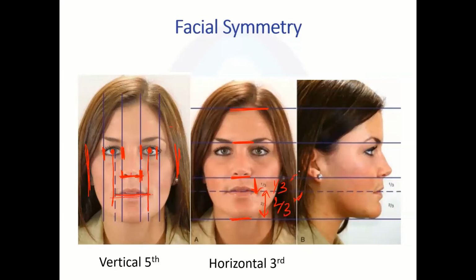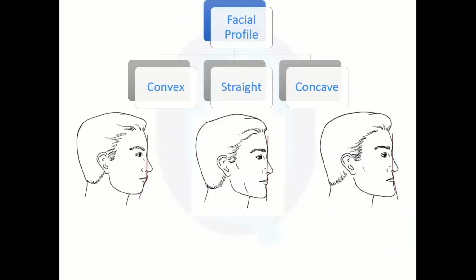So if there is some asymmetry in the patient, then you have to see in which fifths or which thirds there is asymmetry. So whenever there is an asymmetrical patient, you have to judge at the vertical fifths and horizontal thirds. Next is a facial profile. How do you say the patient is convex, straight, and profile concave?